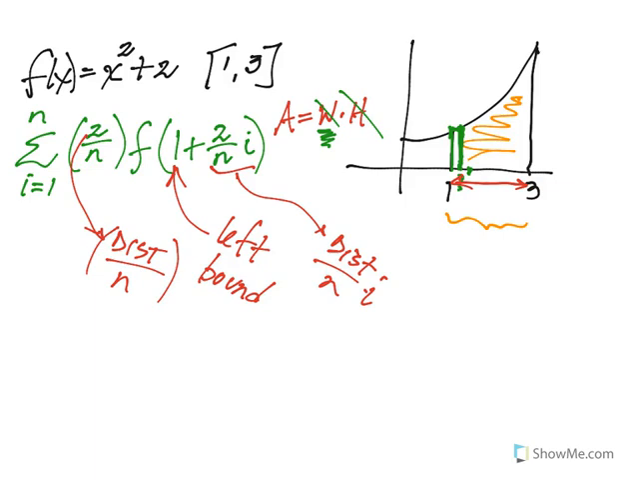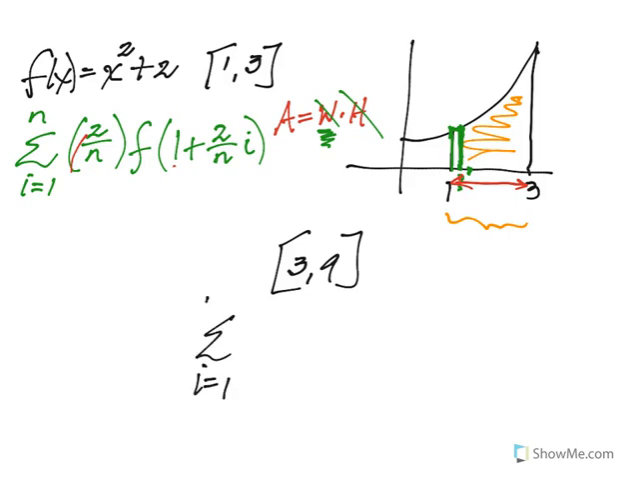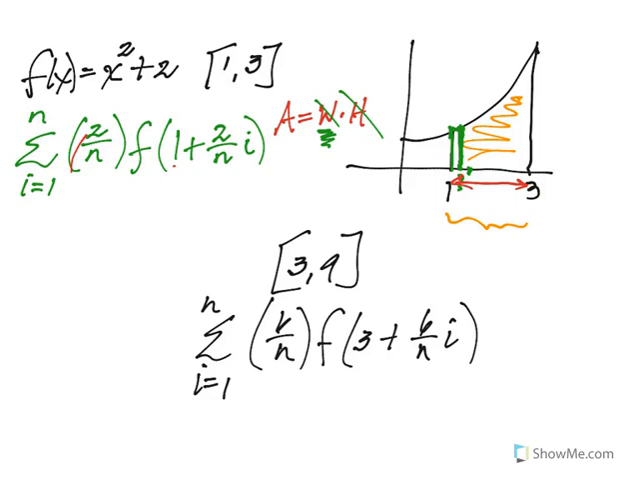So, for instance, let's get rid of all this stuff. Let's say that I'm using the same curve, and instead of going from 1 to 3, now I'm going to go from, let's do 3 to 9. Well, the way I would build my summation notation is, according to what I just had written down, it's going to be distance over n, right? 3 to 9 is 6. And then f of left-hand endpoint plus distance over n i.